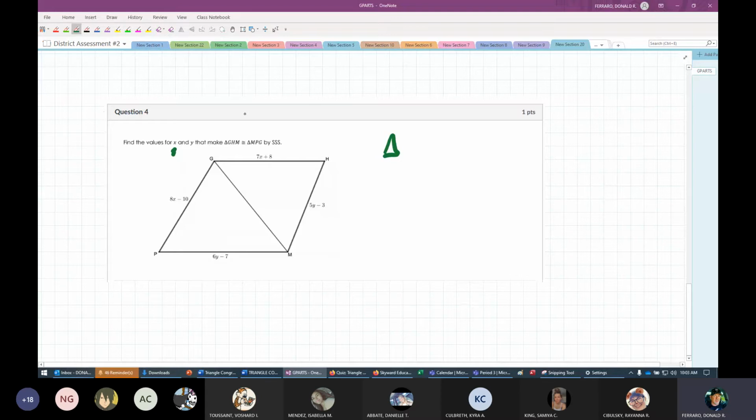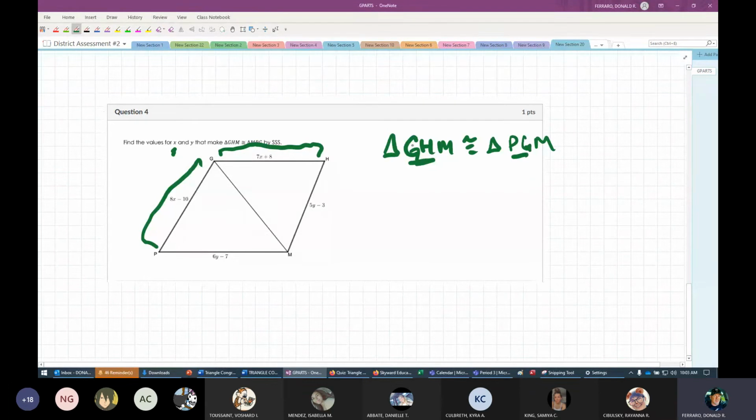So instead of triangle GHM, it's going to be triangle GHM is congruent to, and then instead of MPG, it's going to be PGM. So triangle PGM. So GH, right there, is going to be congruent to segment or side PG. And I've got that set up correctly. So they give us an equation here. 8x minus 10, and that side there is going to be equal to the other side. So go ahead and do that in OneNote or on your notes and upload that to the chat.